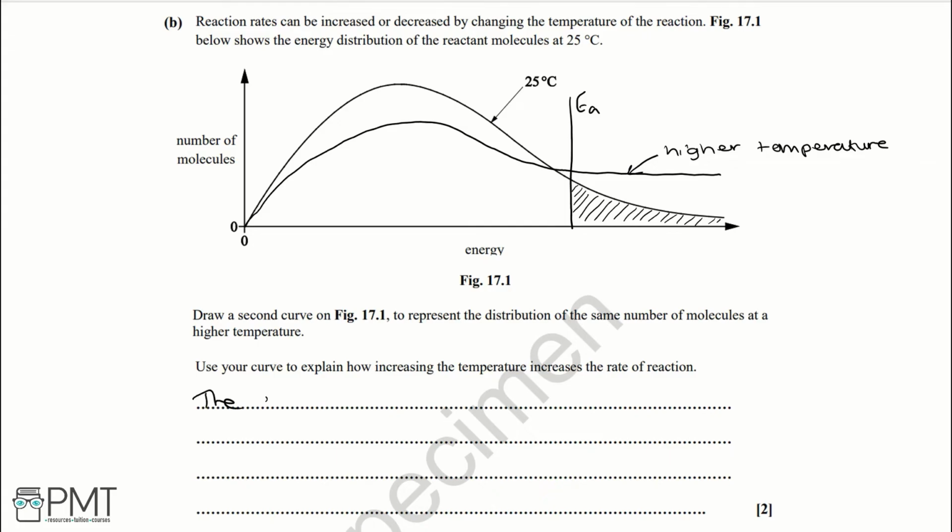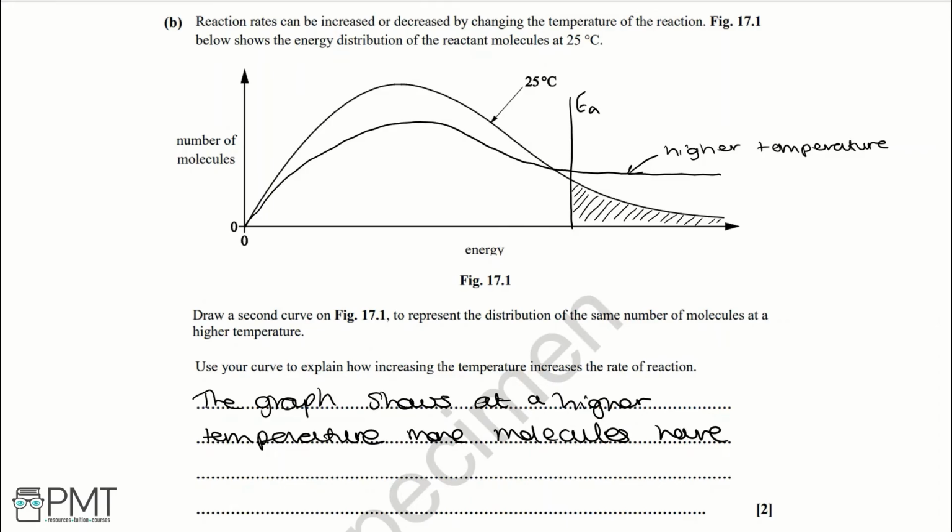So how we explain how increasing the temperature increases the rate of reaction is that the graph shows a higher temperature, there's more molecules that have an energy above the activation energy. To get the 2 marks for this question, you must have the correct graph drawn. So you need to have something with a lower peak and then show the activation energy on the graph, and then write this statement below.